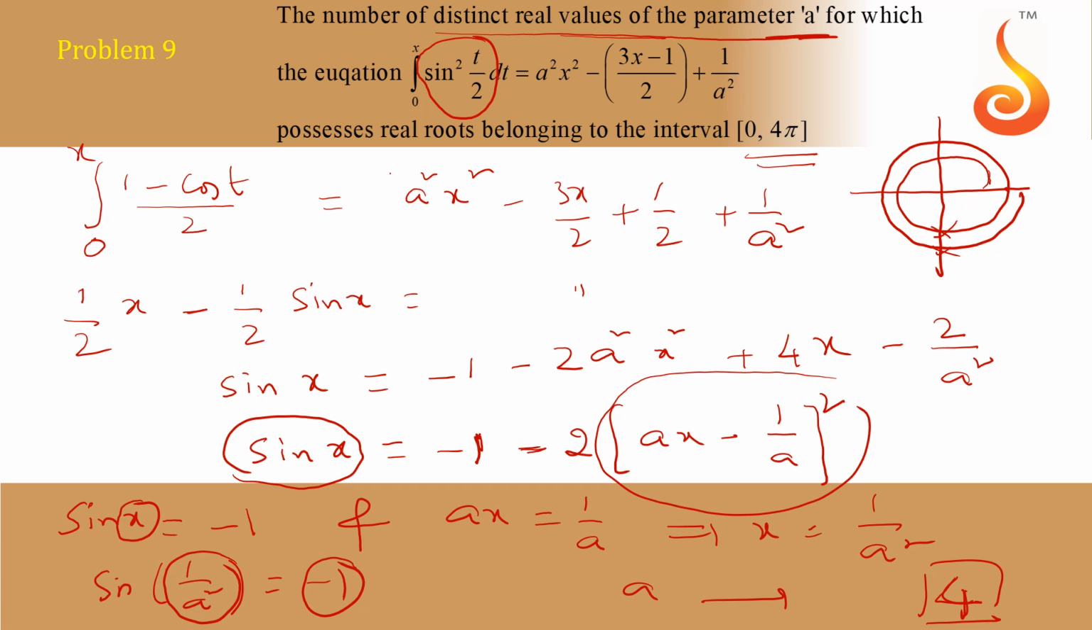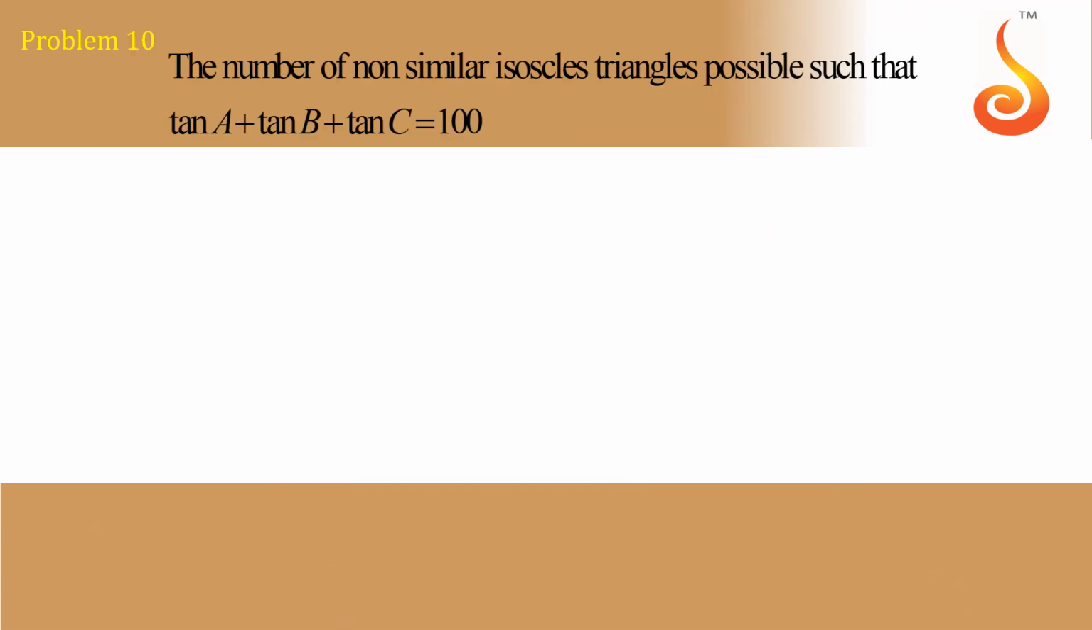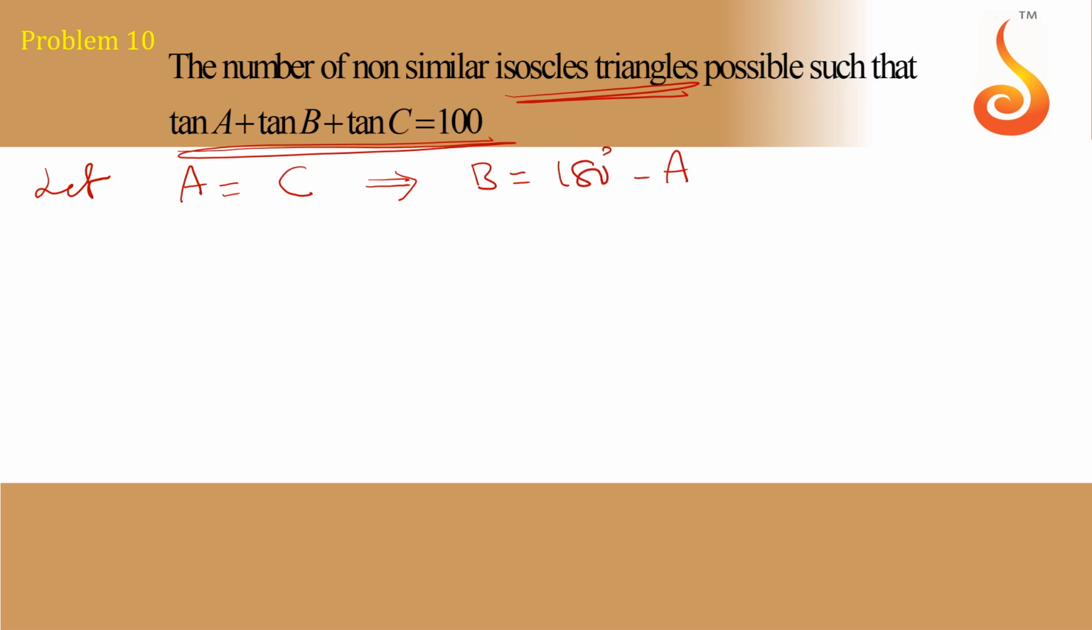Okay, let us go to the next problem. The number of non-similar isosceles triangles possible such that tan A plus tan B plus tan C equals 100. Okay, so let us assume, since it is isosceles, let us say angles A and C are equal. This will give you angle B equals 180 minus A minus C, which we can write as 180 minus 2A.